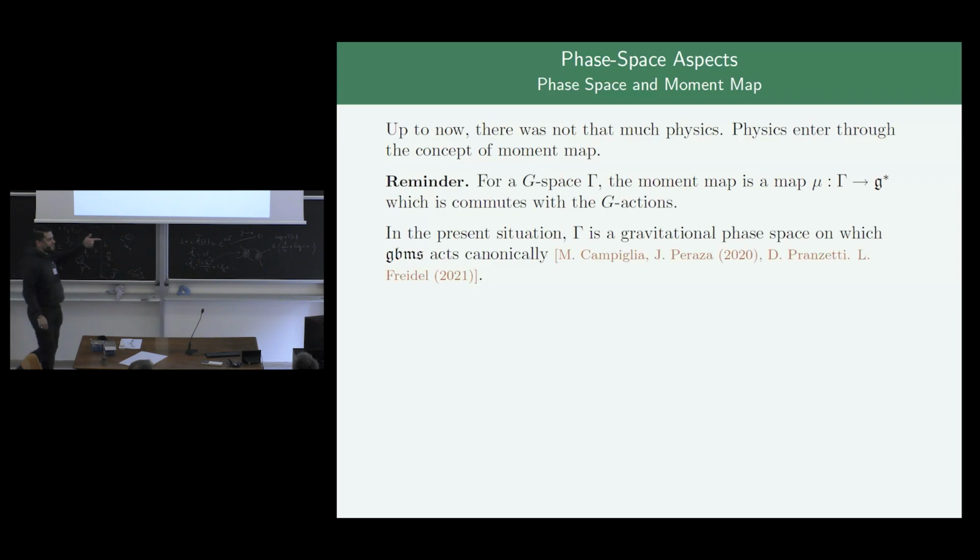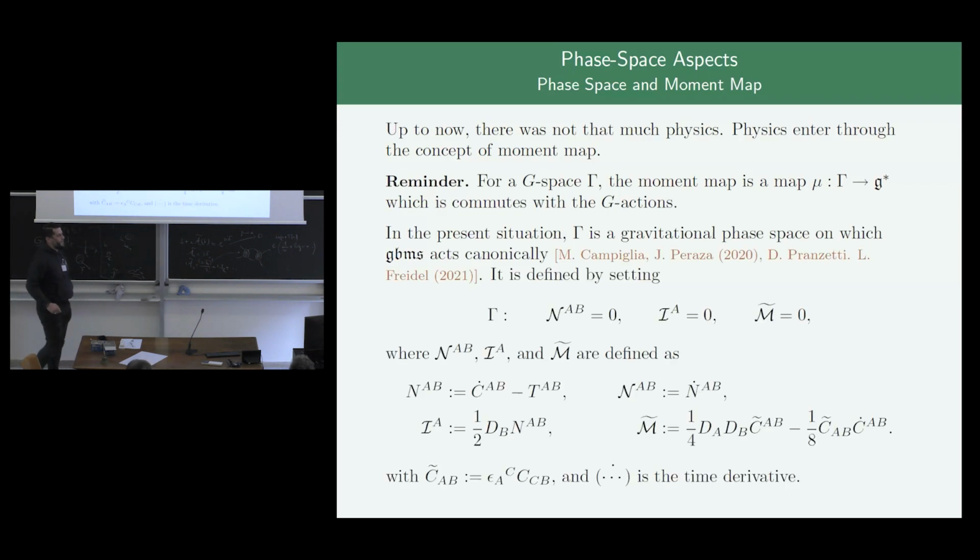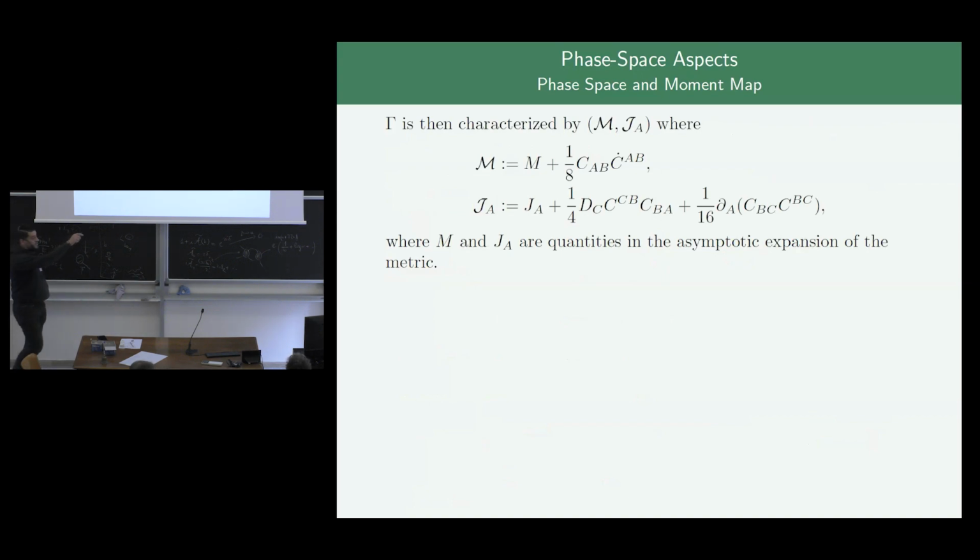Gamma for us is a gravitational phase space, which is defined, I'm using the notation of Pranzetti and Freidel. This phase space is called, I think, the strongly non-radiative phase space, and then you put the dual mass equal to 0, and there is an adjective electric, I think they call it. These are the usual covariant versions of the quantities that appear in the asymptotic expansion of the metric. Gamma is non-radiative, so it is characterized by these quantities: covariant mass and covariant angular momentum.